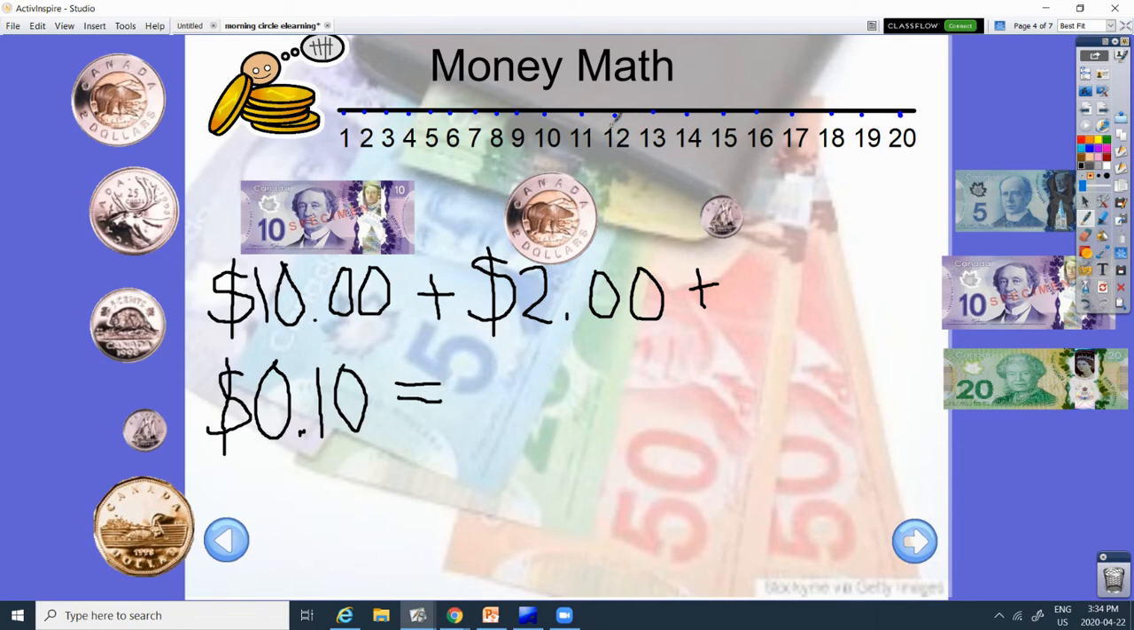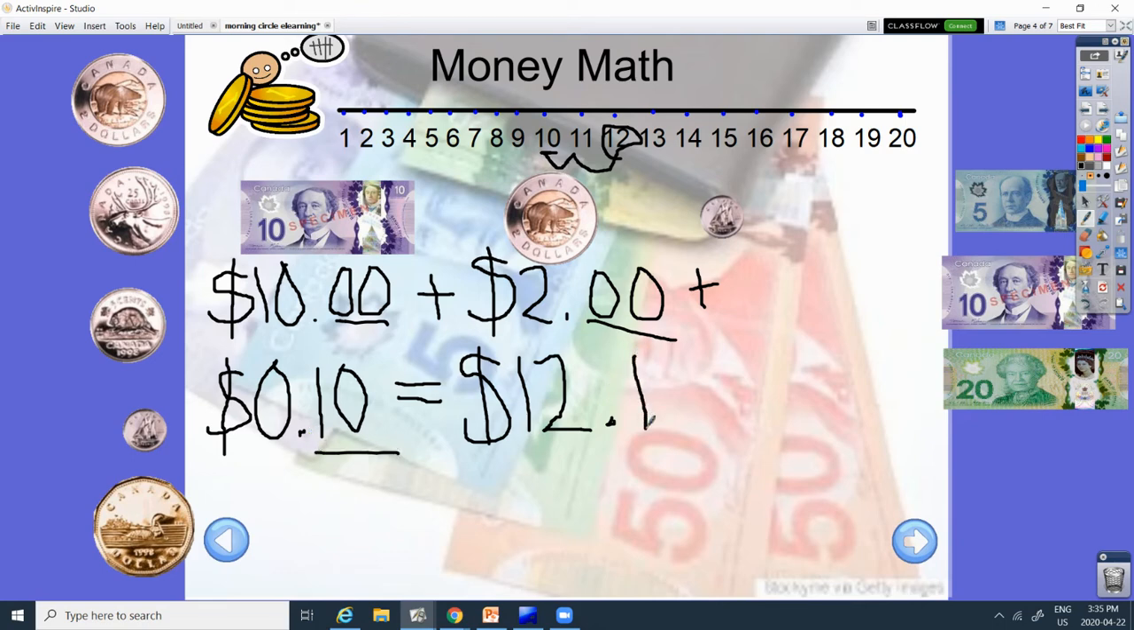So we're going to start with the 10, find the 10, and I'm adding $2. There's no dollars here to add. That's a zero. So we're just adding 10 plus 2. So starting at 10, we're going to count 2. 1, 2. What number are we at? Oops, sorry. We have $12. One, two is 12. And how many cents? We've got no cents here. How many cents do we have here? 10. So today we have $12.10. Great job.